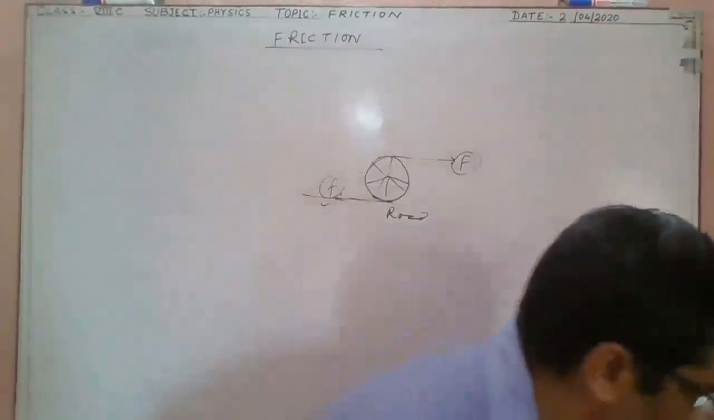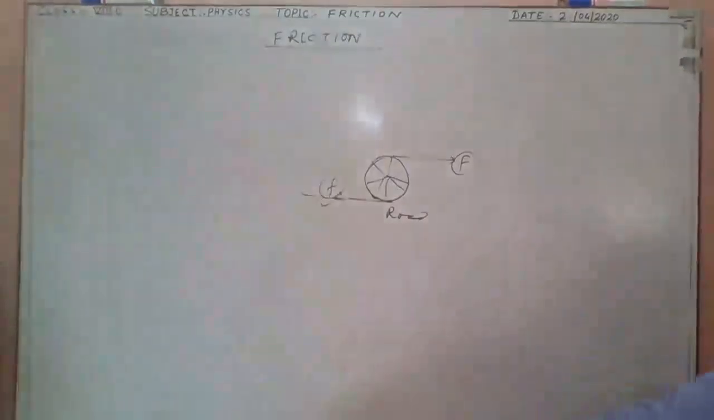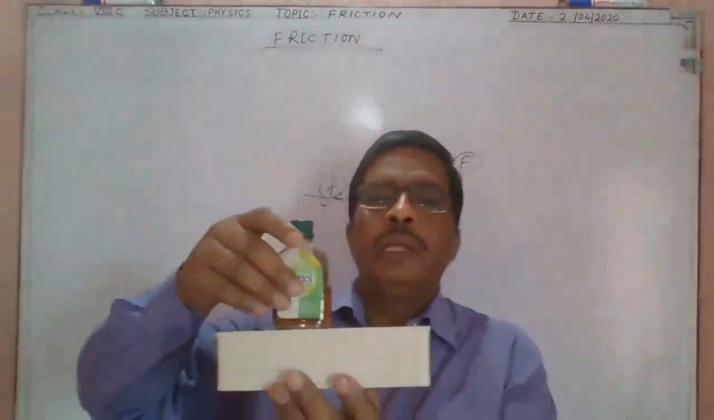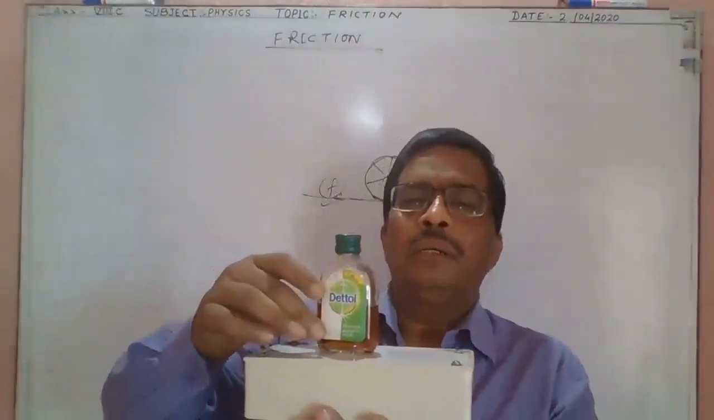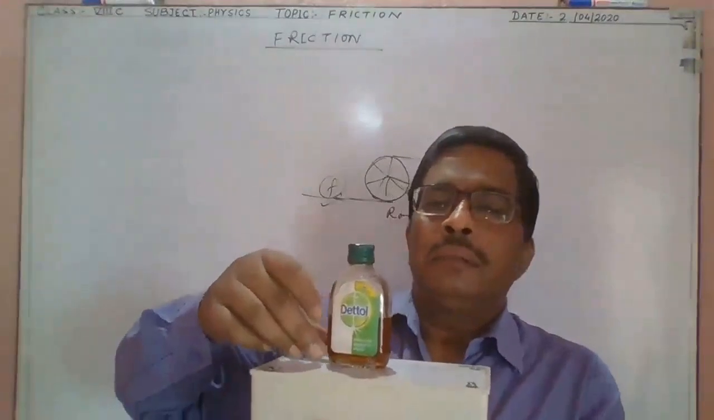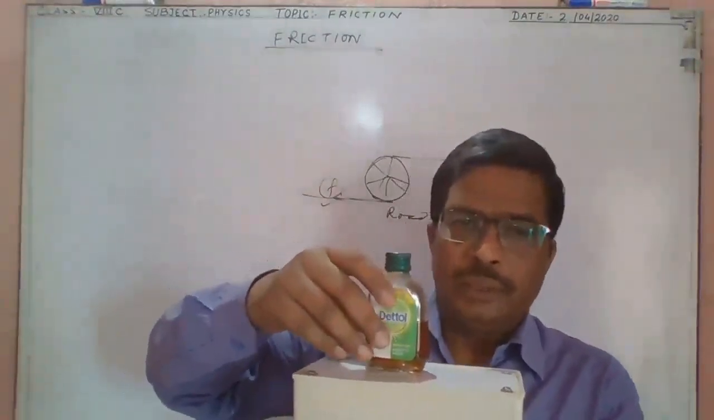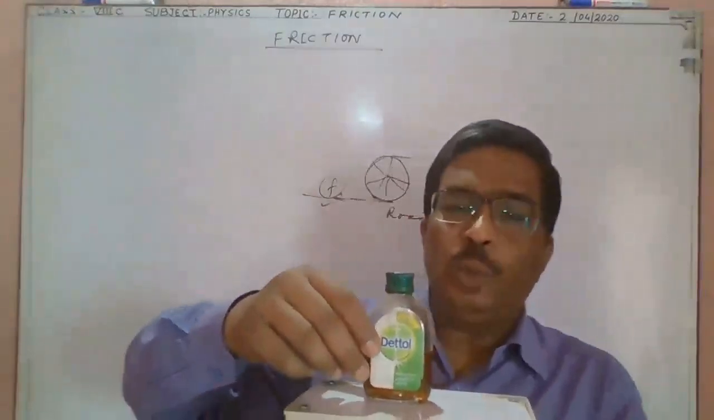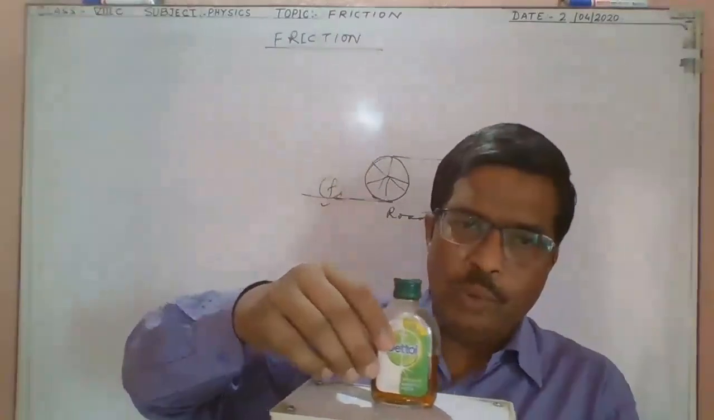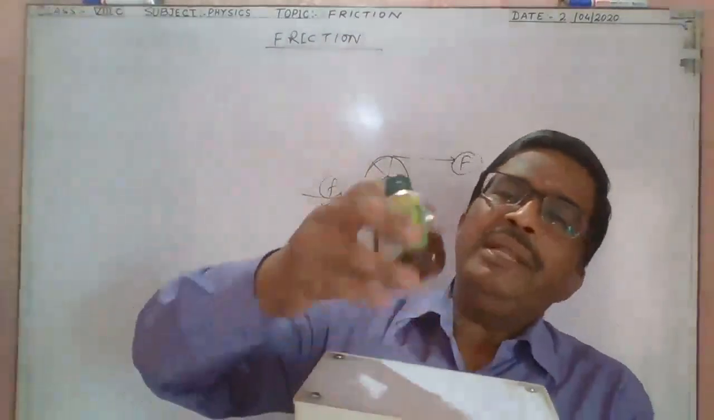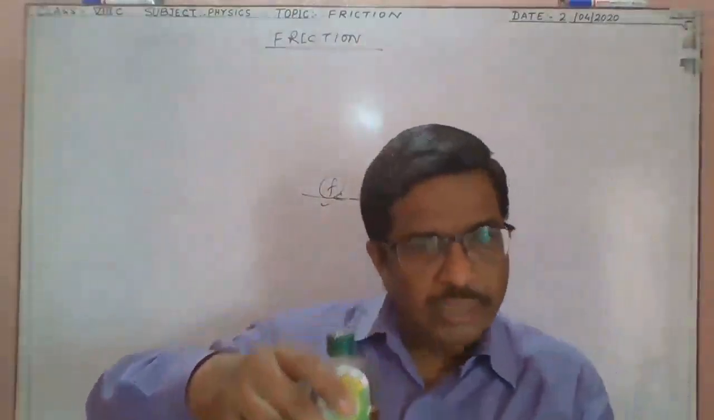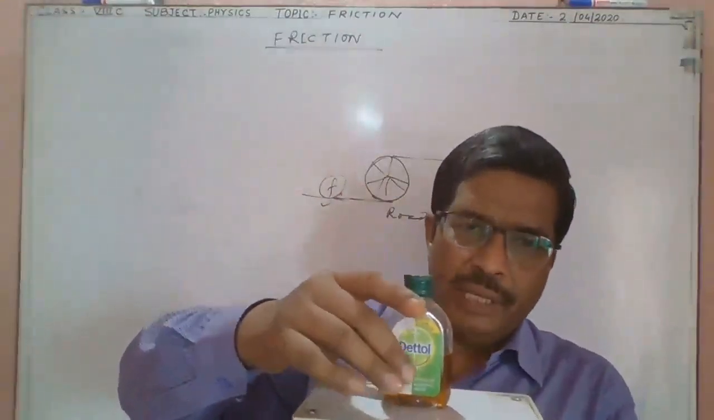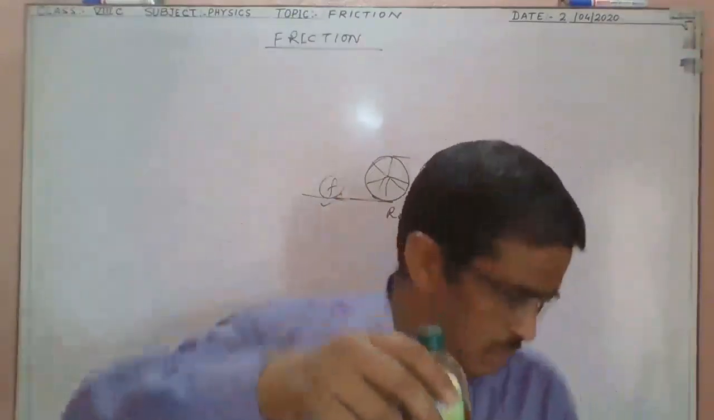Similarly, suppose I want to move something over a surface. Suppose you apply some force on this bottle. Why does it not move? Because friction opposes. But when you apply a force in this direction, that is the active or external force, due to which this Dettol bottle starts to move. But between these two surfaces, a force arises which is called the force of friction. There is relative motion between this bottle and that surface. When that moves forward, that moves backward. So that is called relative motion.